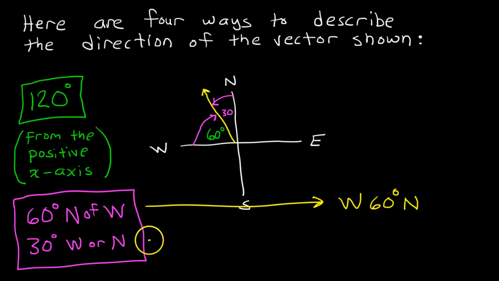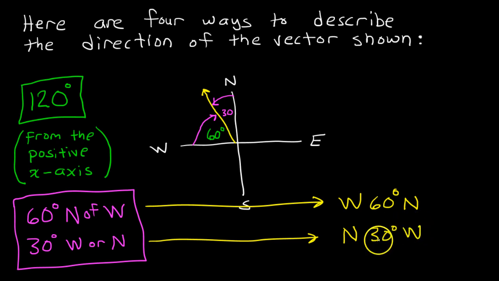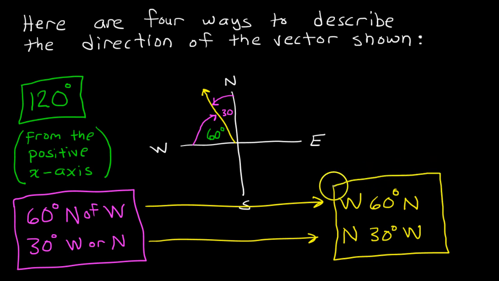So, of course, if we want to rewrite the next one, instead of starting looking west, imagine that you're giving someone directions and you say, okay, start by looking north, and then you'll have to turn your eyes 30 degrees to the west, and then you're there. So this is the third method for describing direction.